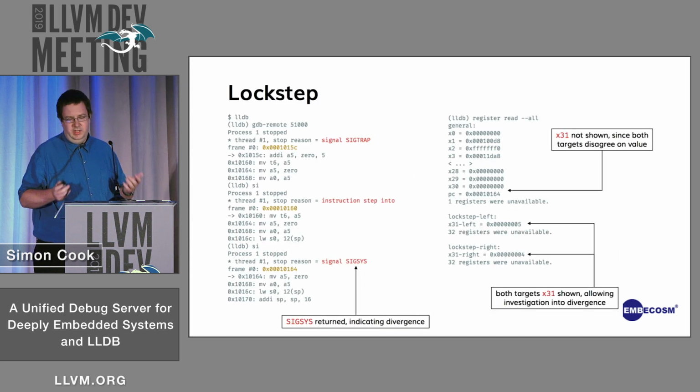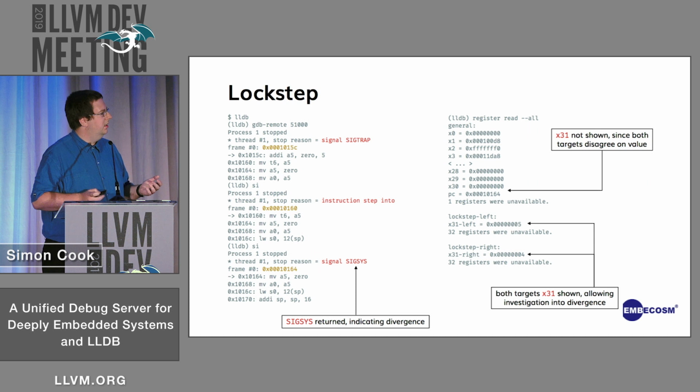So for example here, you see for a RISC-V target, you step a couple of times. In this case, X31 in one of the targets has written the value 4, in the other it has written 5, and we represent this as SIGSYS, return control to the user, and if we ask for the set of registers, we see the two values that are different.